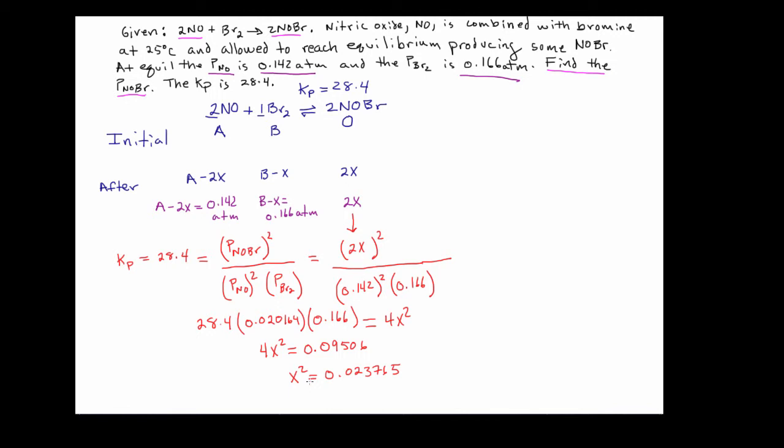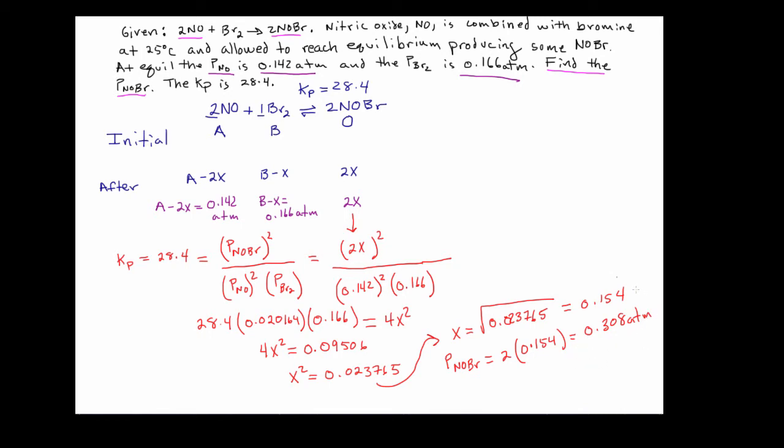And then I'm going to take the square root of both sides. So my x is going to be equal to the square root of this value, so 0.023765, where x is 0.154. Now, to find the partial pressure of the NOBr, this is going to equal 2 times this value, which is equal to 0.308 atmospheres for the NOBr.